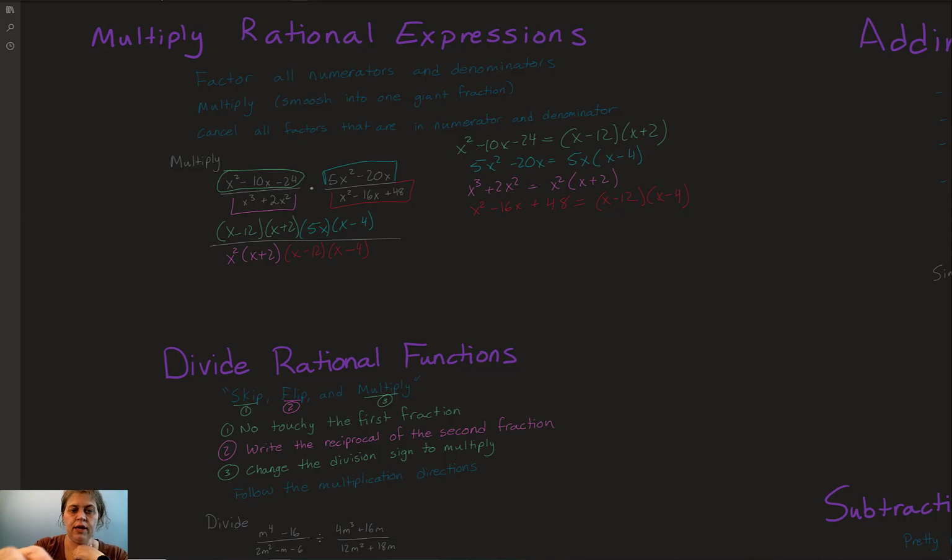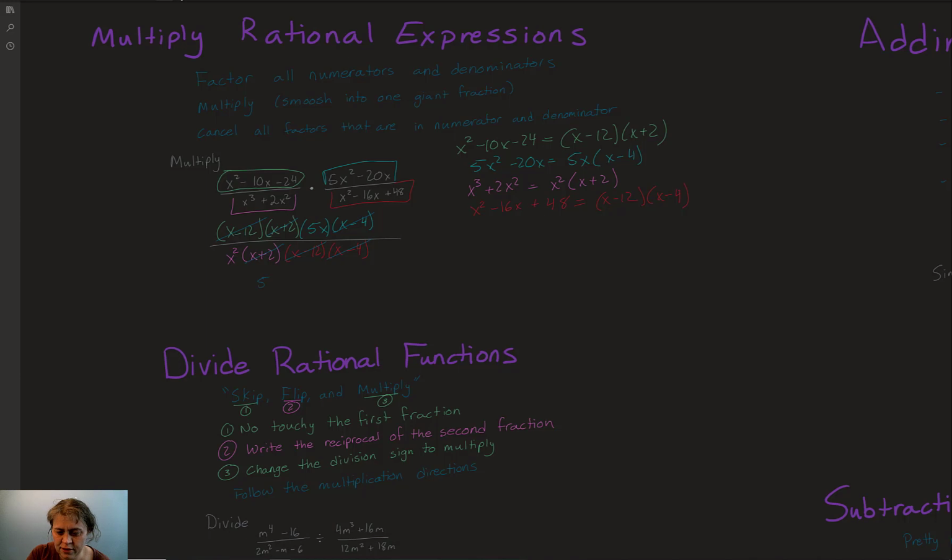Okay. So now that we've smushed, let's cancel. I have an x minus 12 and an x minus 12, so those cancel. I have an x plus 2 on the top and an x plus 2 on the bottom. I have an x minus 4 and an x minus 4, top and bottom. You have to make sure they're on the ones on the top and ones on the bottom. If you've got 2 on the top, that doesn't do anything for you. You need to have 1 on the top and 1 on the bottom. So just looking for pairs doesn't quite work. Make sure that they match up where they're supposed to be.